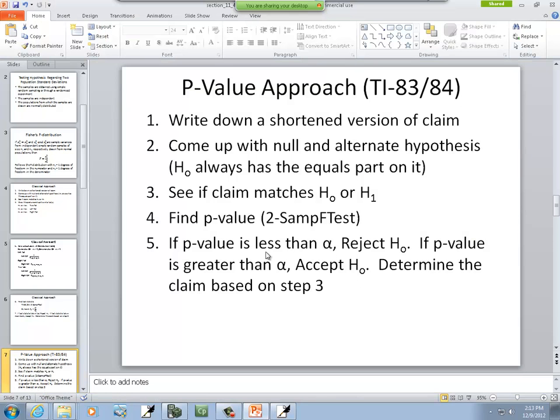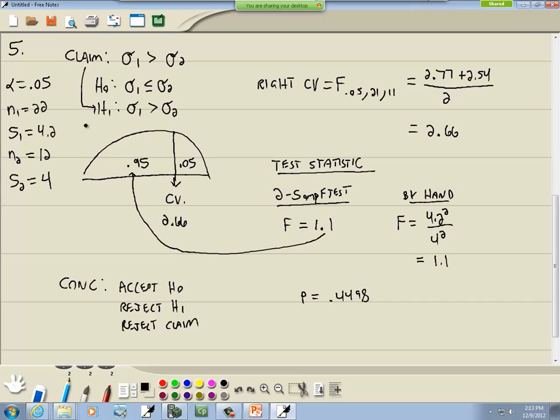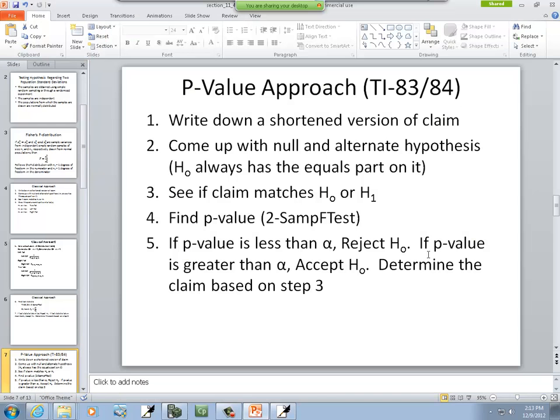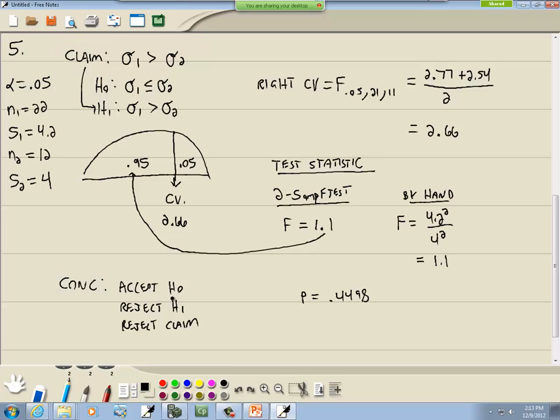Then you're comparing that to alpha. Alpha is 5%, 0.05, so this is greater than. This says if your p-value is greater than alpha, you accept H naught. So we accept H naught, reject H1, reject claim. So that's how you do the p-value approach.